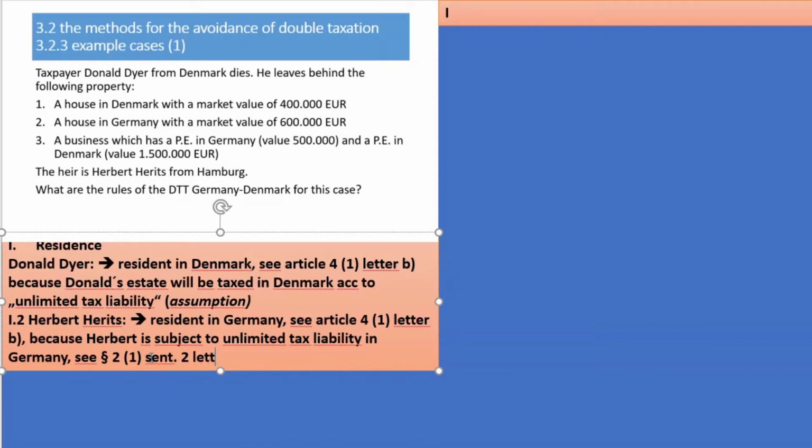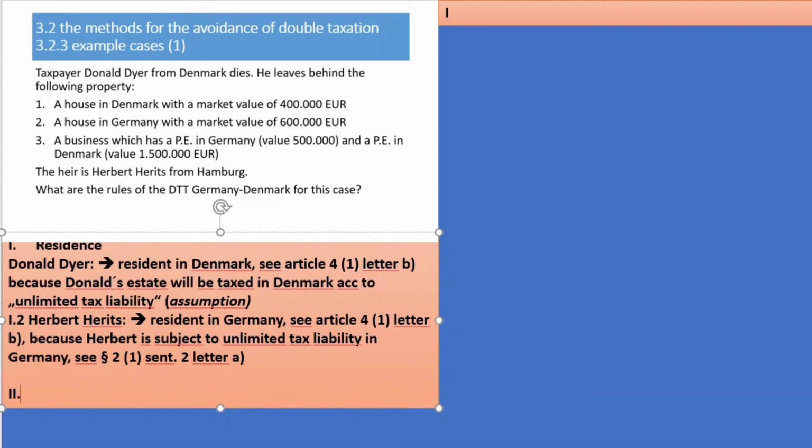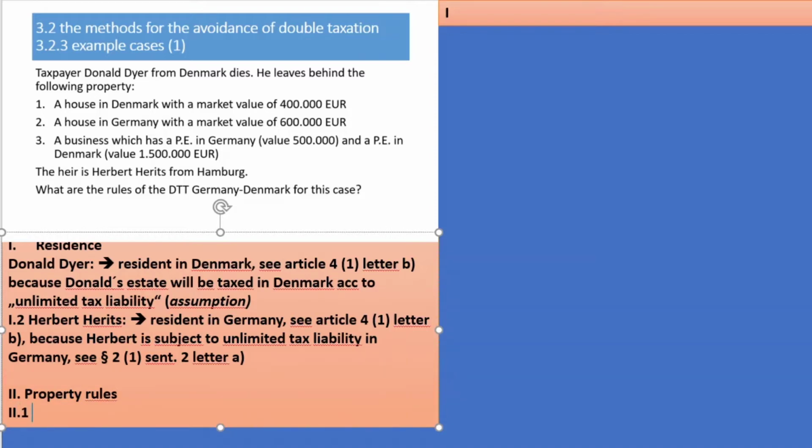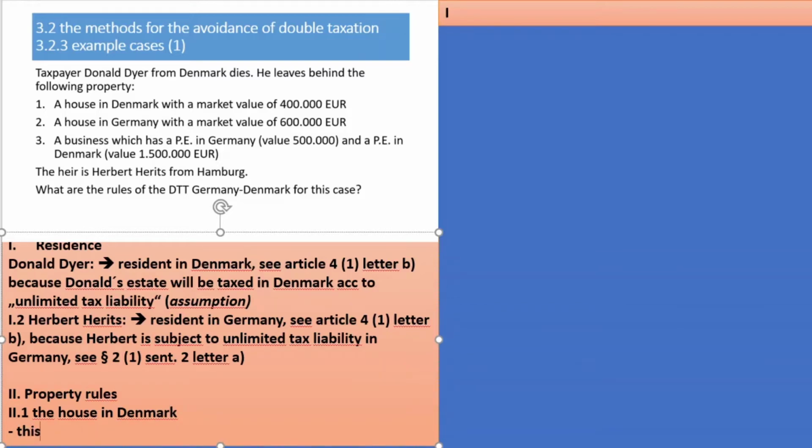Sentence 2, letter A. Now, after the residence section, let's go to the events. Events is here the property involved. So, property rules. Let's call it property rules if you don't have any other idea. The house in Denmark. Now, it should be clear that this house can be taxed in Denmark.